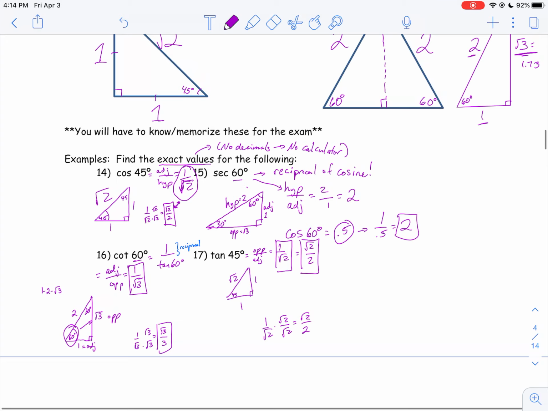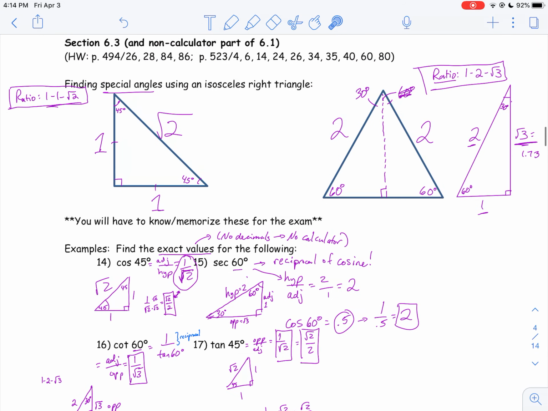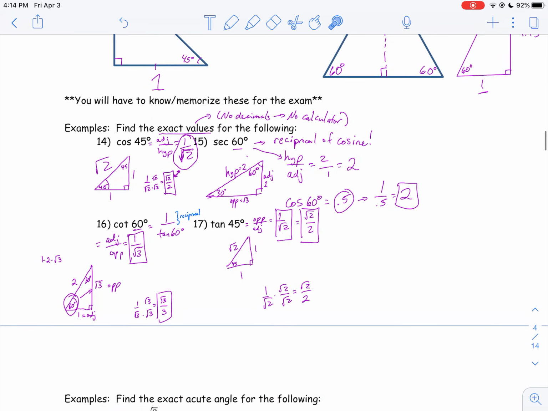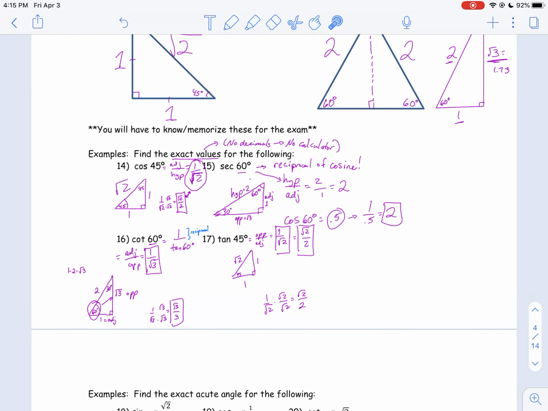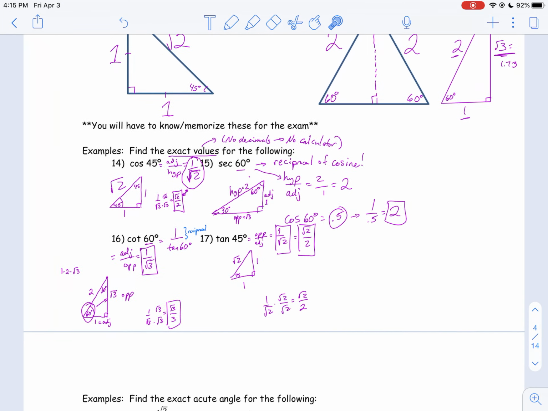So, quick summary. When it says find the exact value, they want us to do this without a calculator. To do that, you're going to have to know your ratios for your 45, 45, 90 and your 30, 60, 90 triangles. Once you do that, you draw yourself the picture, throw in those values, 1, 2, square root of 3, or 1, 1, square root of 2, and then, using your definition, find your ratio. Rationalize if you like. Sounds good?